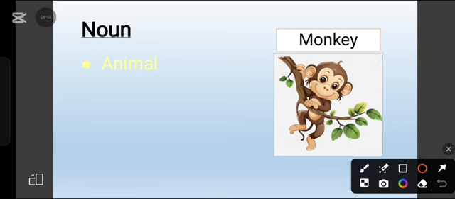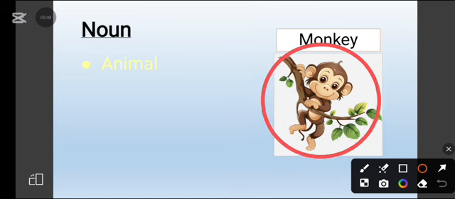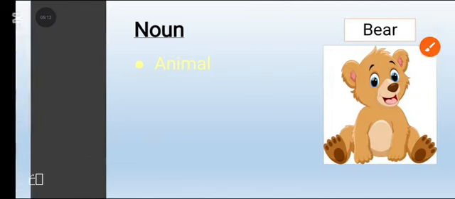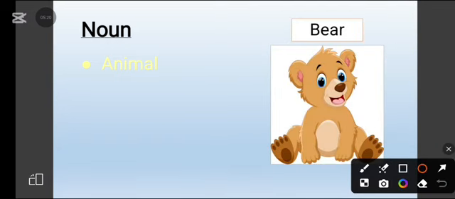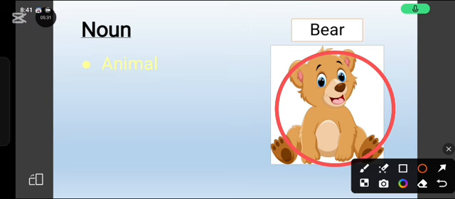Okay, the next picture is about a monkey. This picture is of a monkey. So, monkey is also an animal and noun could be also name of an animal. So, monkey is also a noun. Next picture is of bear. Okay, bear is also an animal. So, noun could be name of an animal also.